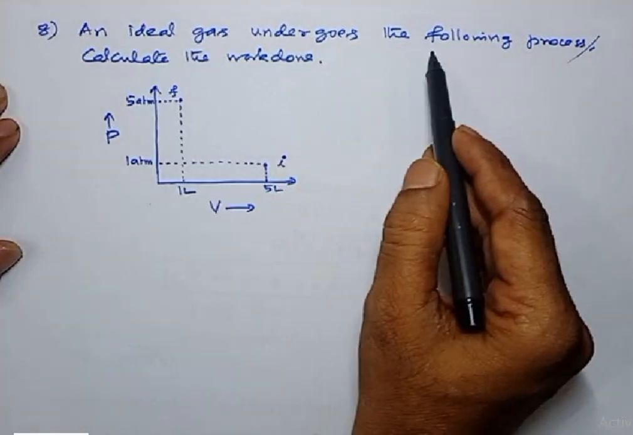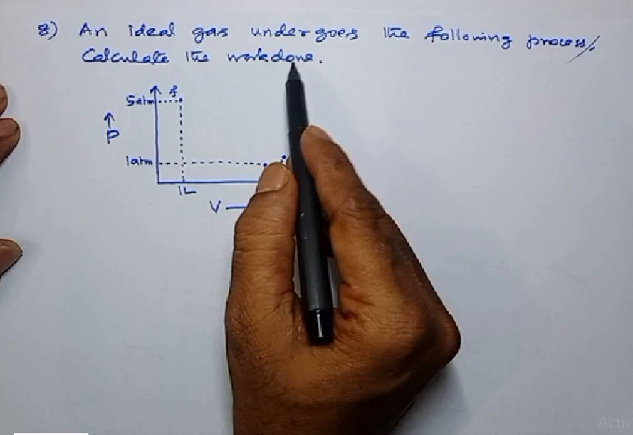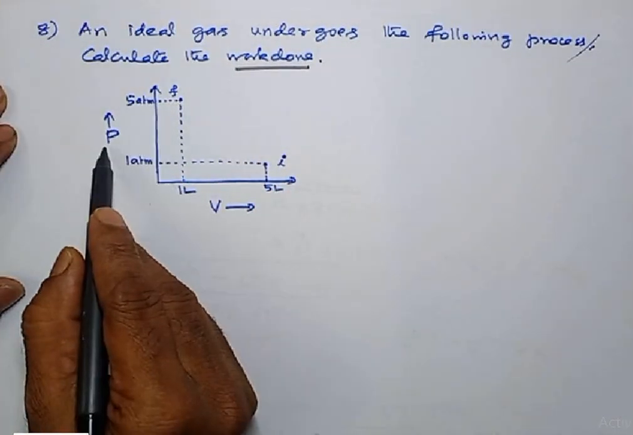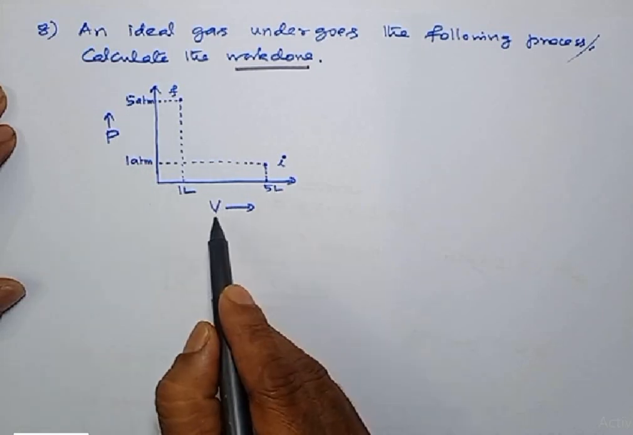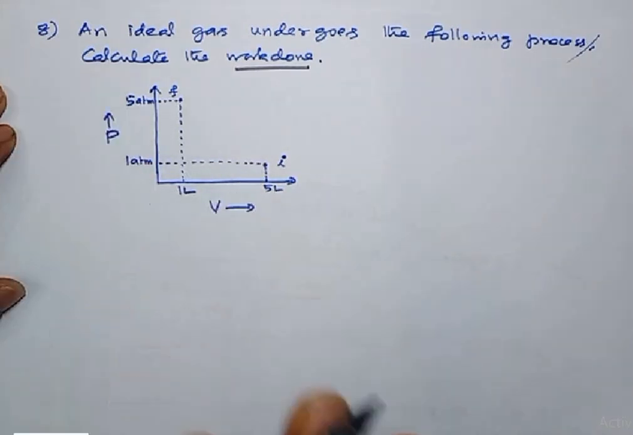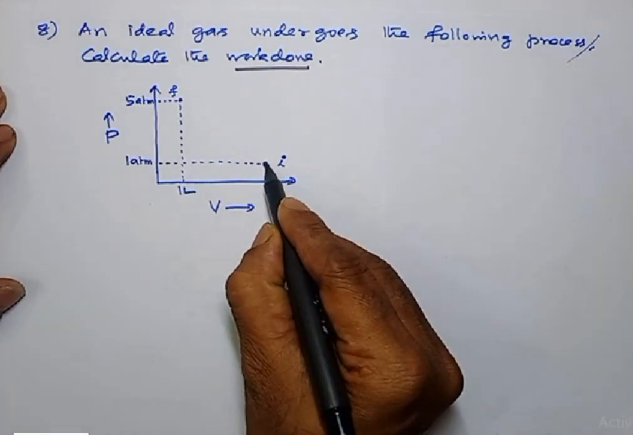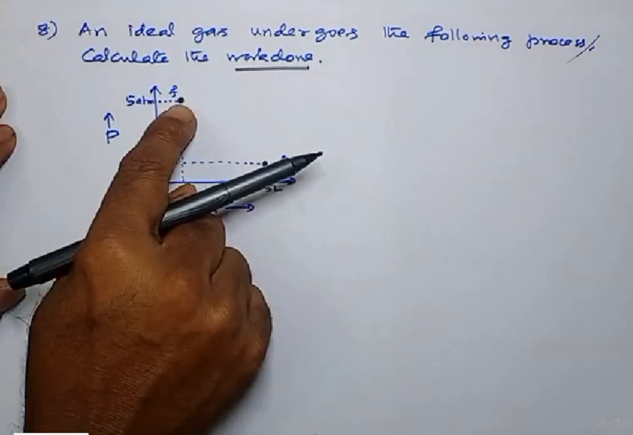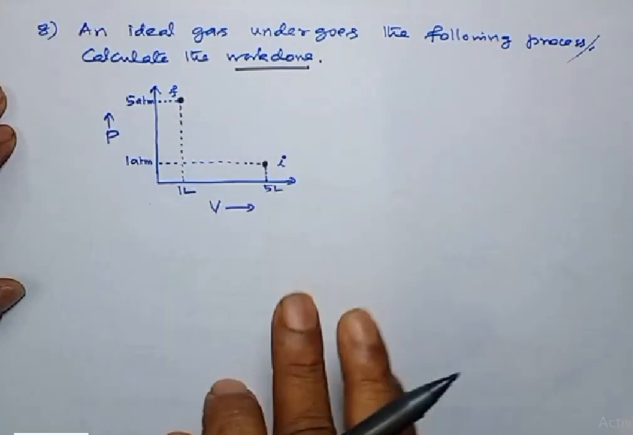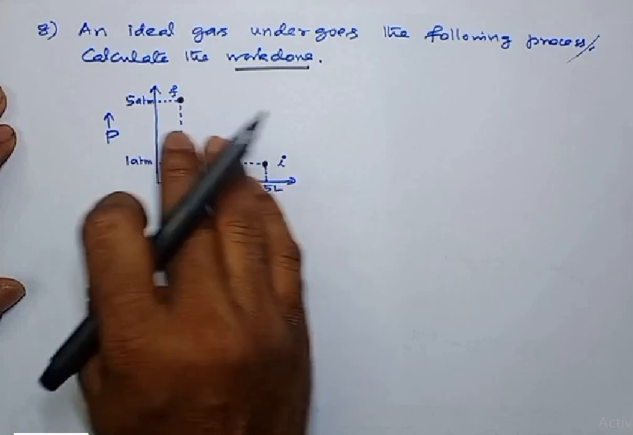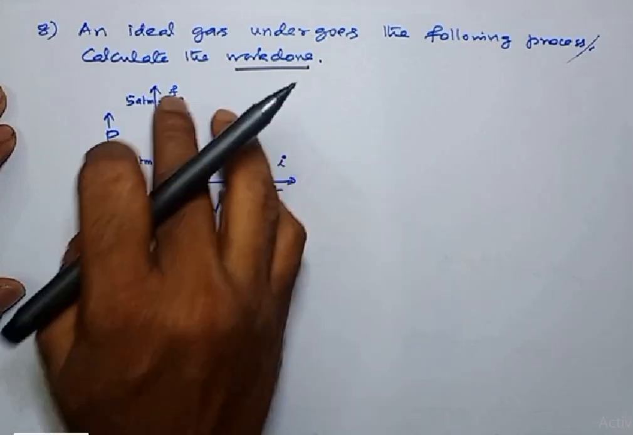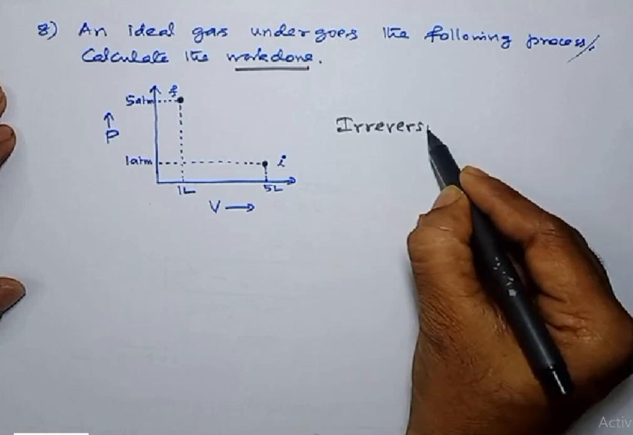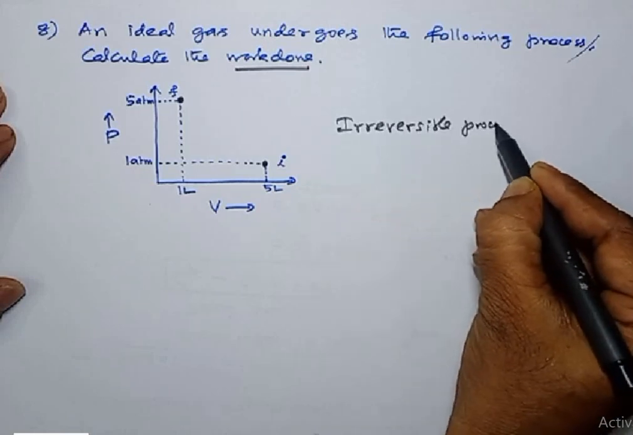Right, so this is the next question. An ideal gas undergoes the following process. Calculate the work done. Here in this graph, in the y-axis pressure is given, and in the x-axis volume is given. So it is a PV diagram. And see, this is the initial state and this is the final state. Okay, initial to final state, solid line is not given. No information is given about the path, which means the process is an irreversible process.